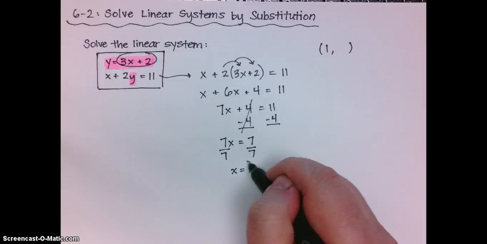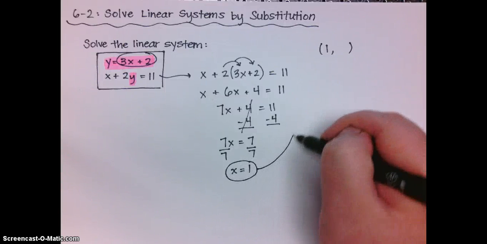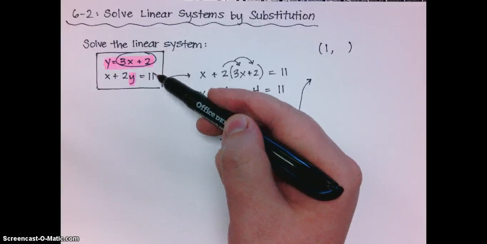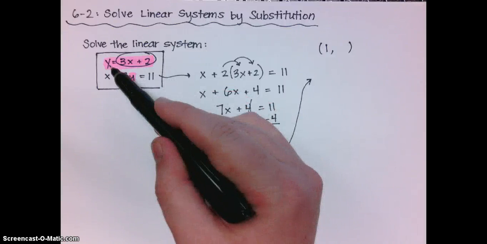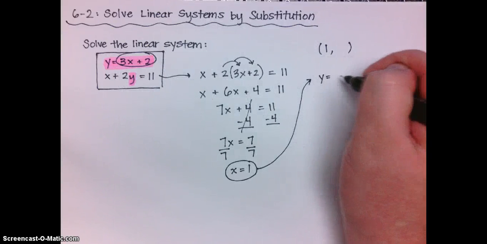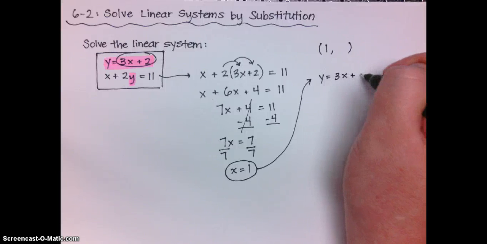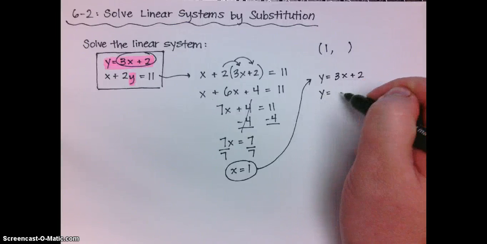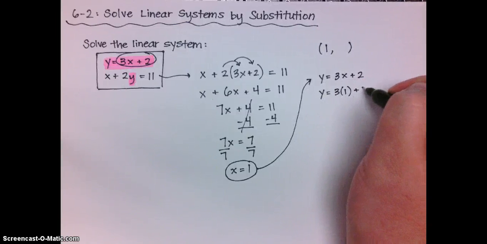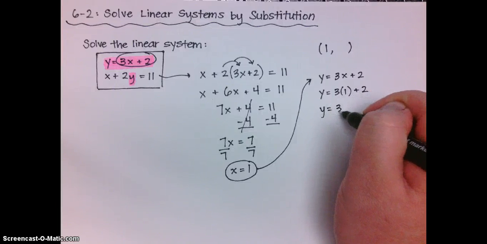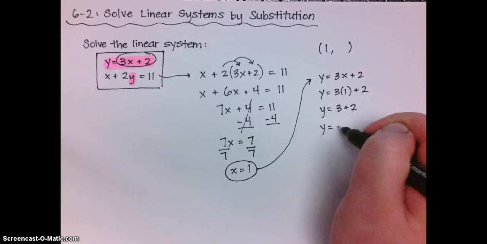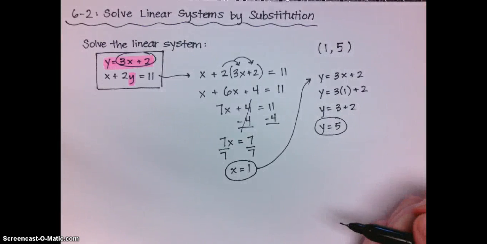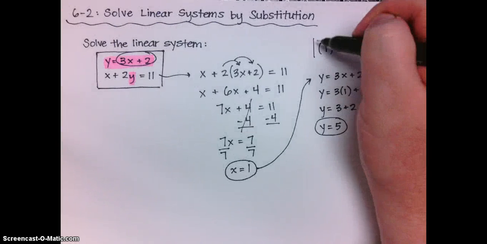So what you're going to do is you're going to take this and just plug it back in. I can choose whichever one of the two equations that I had at the beginning to plug into. So I'm actually going to use the first one. The y is equal to 3x plus 2. And I'm going to plug in the value of x equal to 1. So again, y is equal to 3 times 1 plus 2. That's the same as y is equal to 3 plus 2. And y is 5. So now I can put this up above. So my coordinate, which should be my solution, is going to be 1, 5.